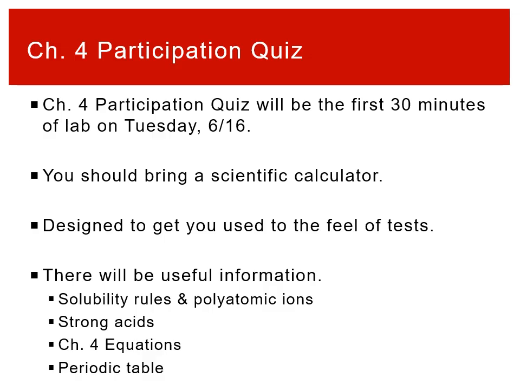There will be some useful information, a lot of reference stuff: the solubility rules, polyatomic ions, strong and weak acid and base lists, the chapter 4 equations, and the periodic table. So it's kind of beefier useful information like we saw with exam 1. Same thing, all of chapter 4 here.